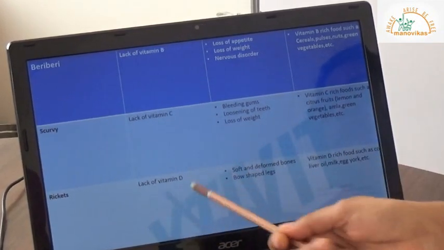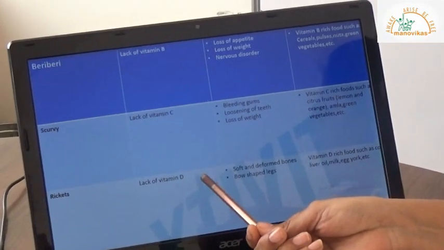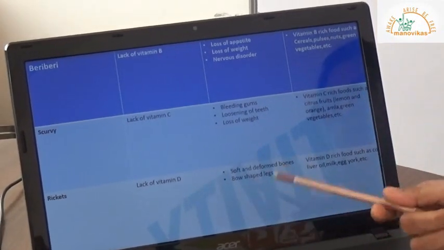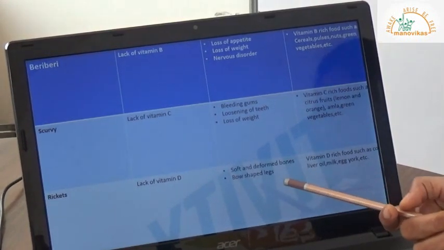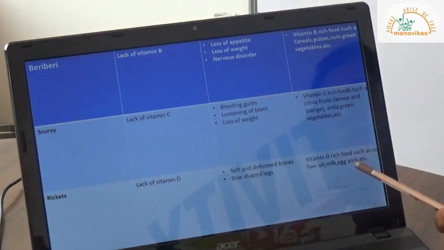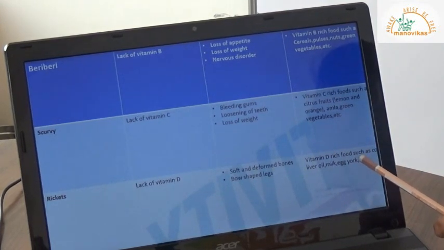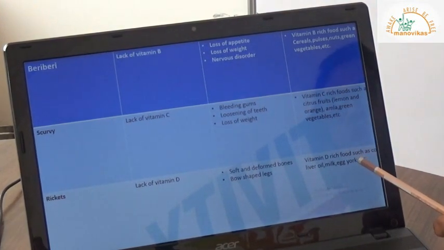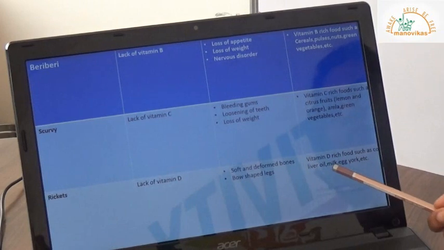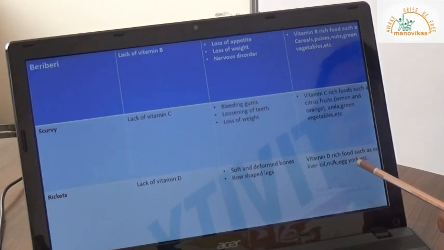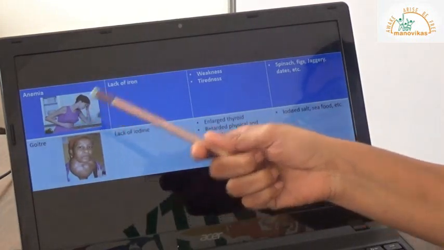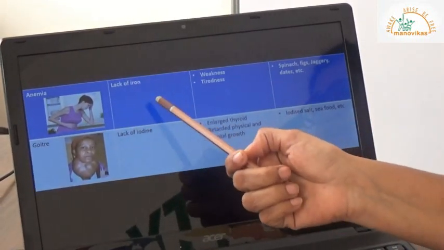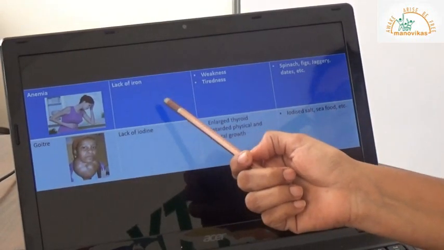Rickets is a disease that is caused due to lack of vitamin D. The symptoms are deformed bones and bow-shaped legs. It can be treated by including vitamin D-rich food in the diet, such as cod liver oil, milk, egg yolk, etc. Now move on to anemia, which is due to lack of iron.